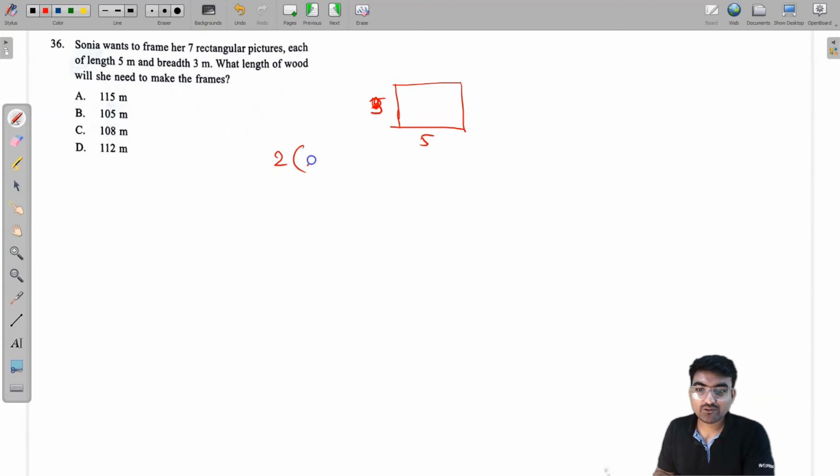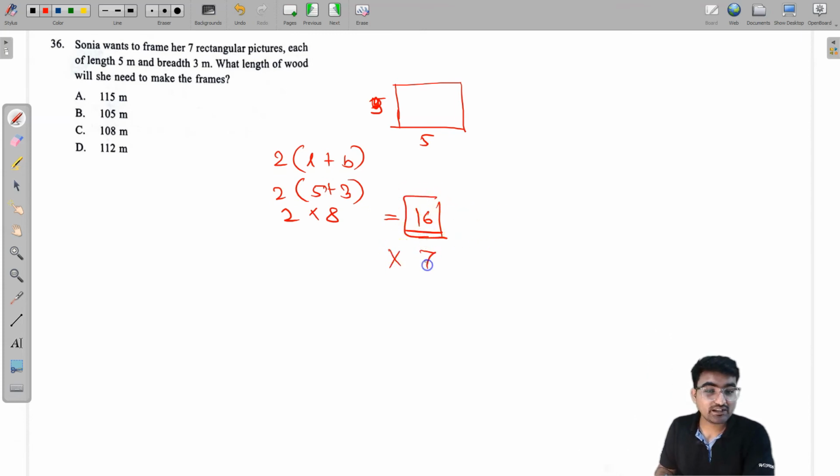It will be 2 into (L plus B), that is 2 into (5 plus 3), that is 2 into 8, and we'll get 16, right? So 16 for one frame, but she wants to make 7 frames, so we'll multiply it by 7, correct? So 7 6s are 42, so 2 carry 4, 7 1s are 7, and 4, 11, right? So 112 meter of wood she will need.